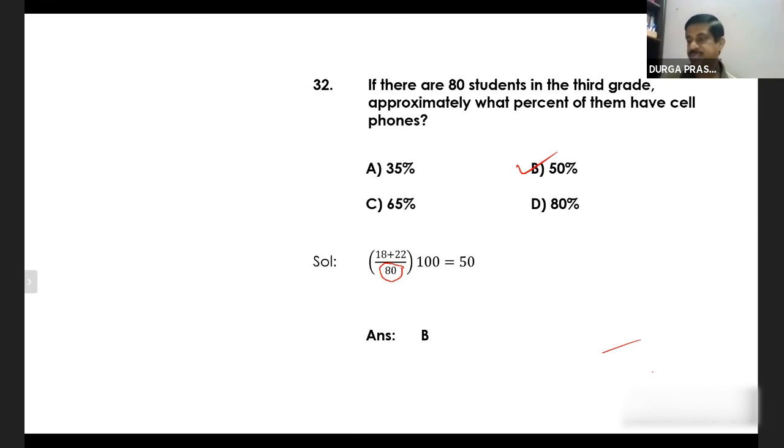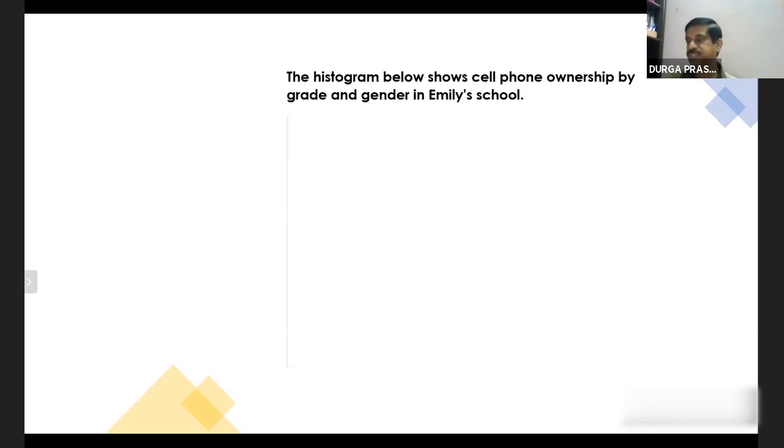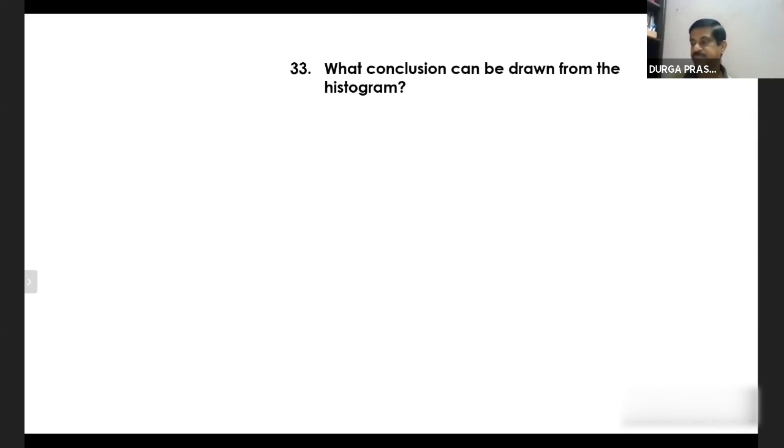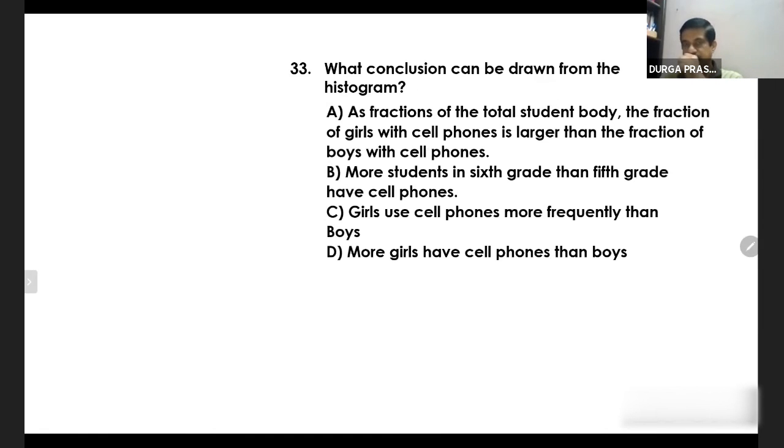Okay, let us see what is there in the next question. Again, the same data, information about the same kids and the things. What conclusions can be drawn from the histogram? ABCD options again. As fractions of the total student body, the fraction of girls with cell phones is larger than the fraction of boys with cell phones.